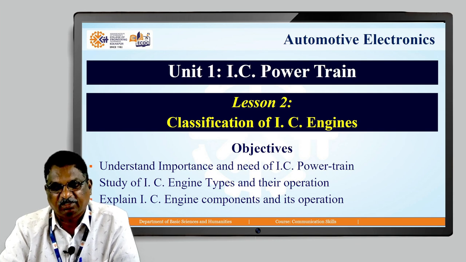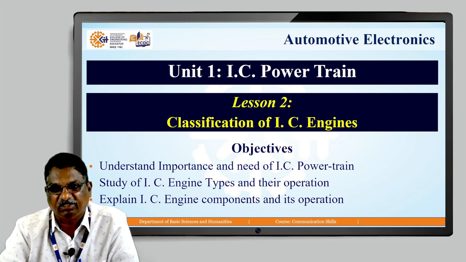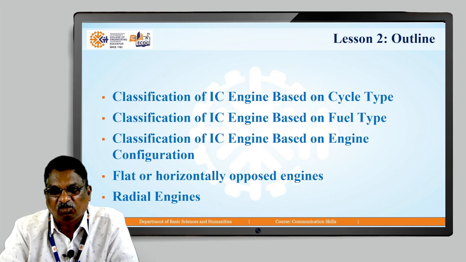So our today's agenda is classification of IC engines, and these are the objectives: understand the importance and need of IC powertrain, then study of IC engine types and their operation, explain IC engine components and its operation. So this is the outline of today's discussion: classification of IC engine based on cycle type, then classification of IC engine based on fuel type, classification of IC engine based on engine configuration, flat or horizontally opposed engines, then radial engines.